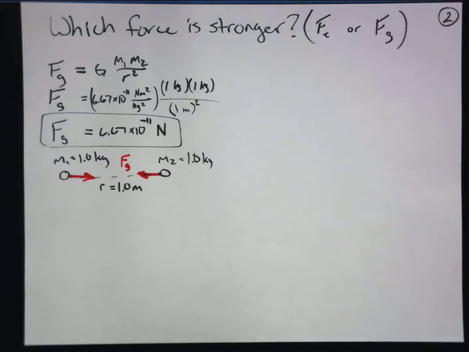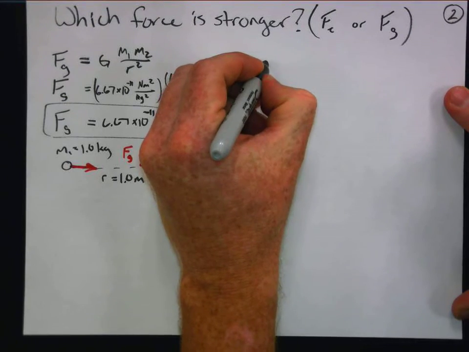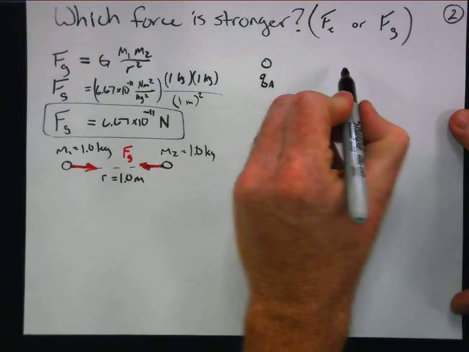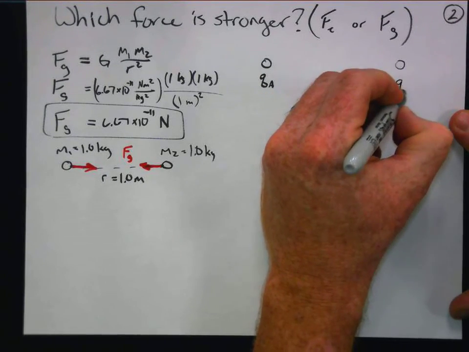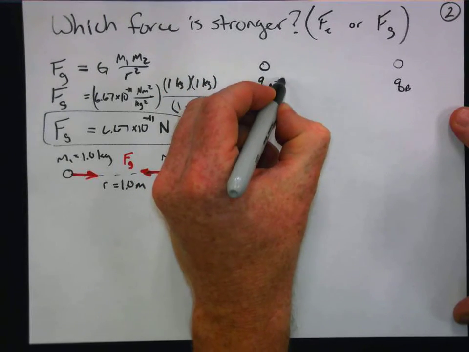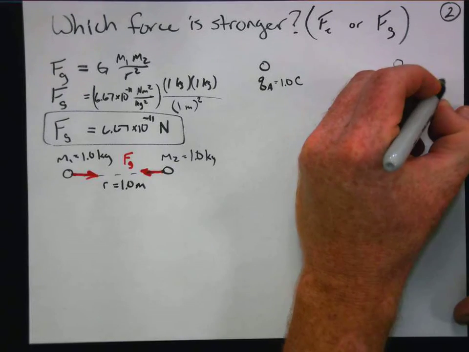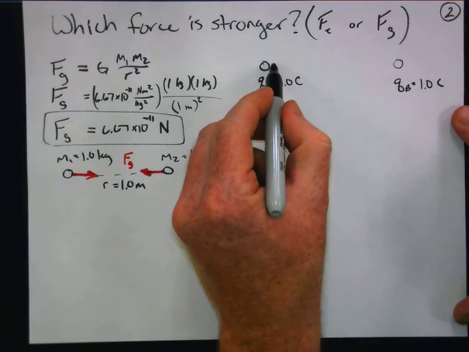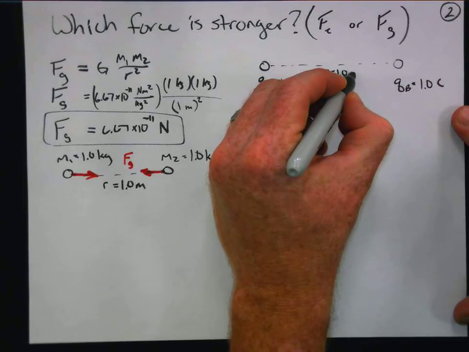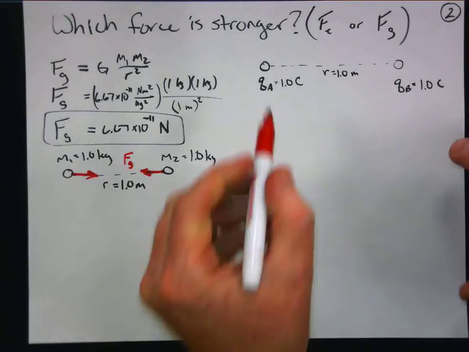Awesome. Well, how about if we look at two charges? Let me put the diagram up on top here. We're going to have charge A and charge B. This has a charge of 1 coulomb. This has a charge of 1 coulomb. And they are separated by a distance of 1 meter. I want to know about the electric force between them.